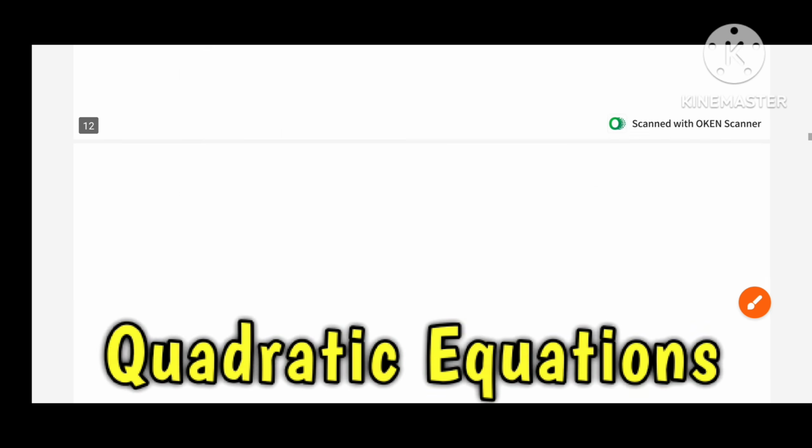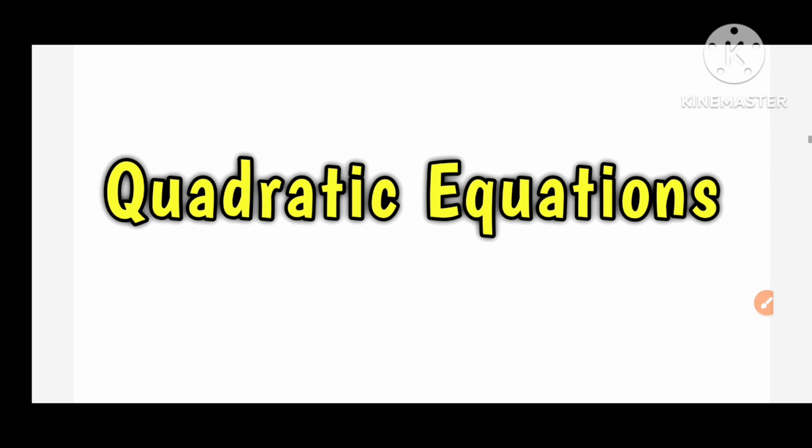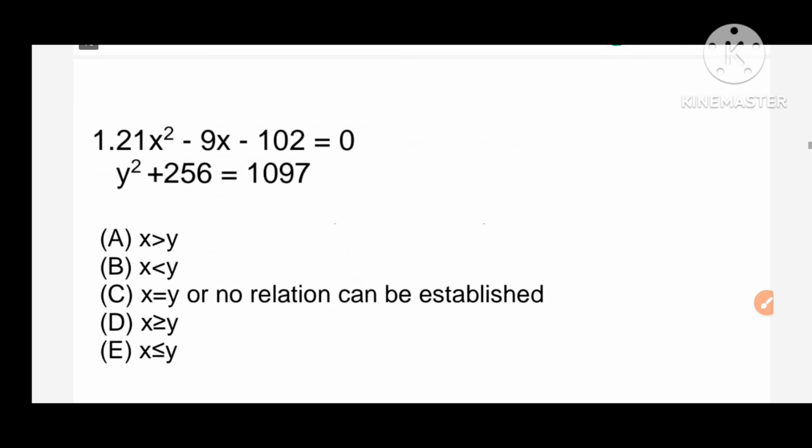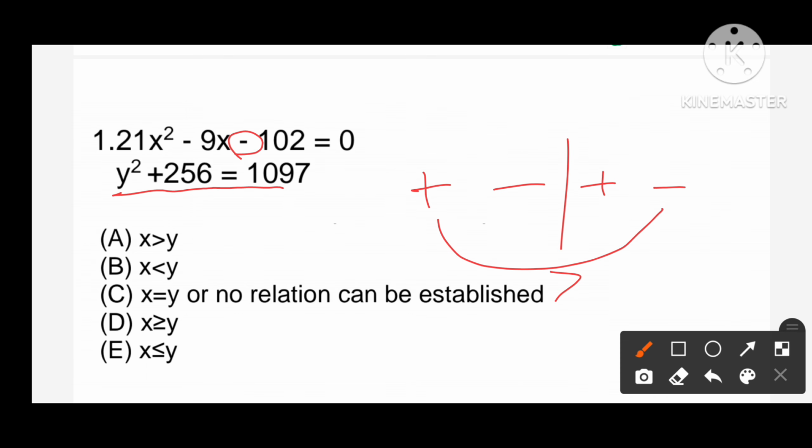Next, questions. Now we are going to see quadratic equations. Quadratic equations, first question. Here we get a y square value. Y square value will be positive and negative. Here we see negative at the end. So here the roots will also be positive and negative. Comparing positive with negative, we get a greater symbol. Negative with positive, we get a lesser symbol. So it is a complementary one. So our answer will be no relationship can be established.